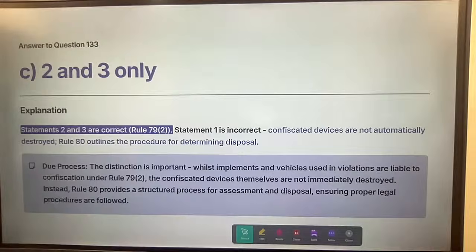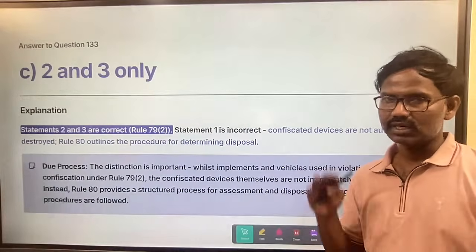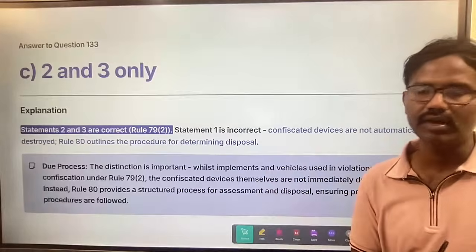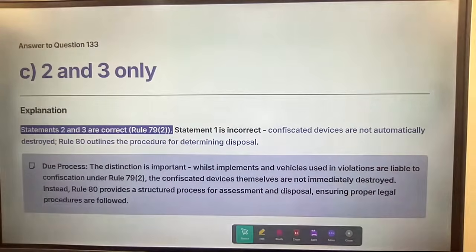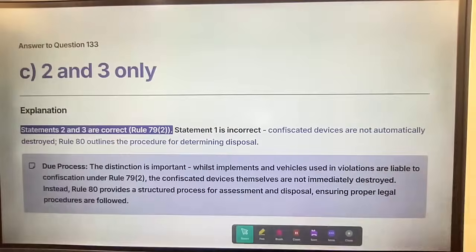Due process is important. While implements and vehicles used in violation are liable to confiscation, the carrier, whether it is an animal or vehicle or whatever a particular thing is carrying, is also liable for confiscation, but not immediately destroyed. Instead, Rule 80 provides a structured process for assessment and disposal, ensuring proper legal procedures are followed. So this is important. You cannot dispose of any device immediately. Please focus on the rules carefully.